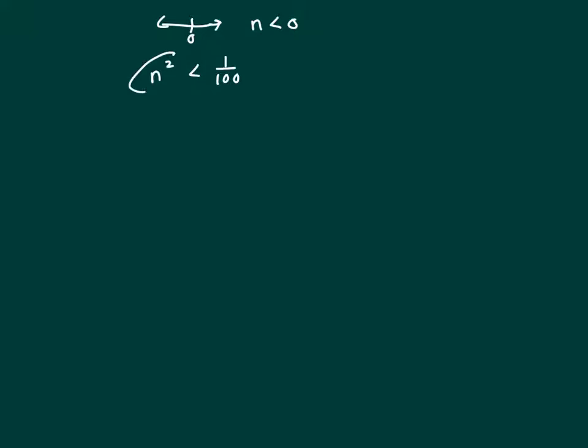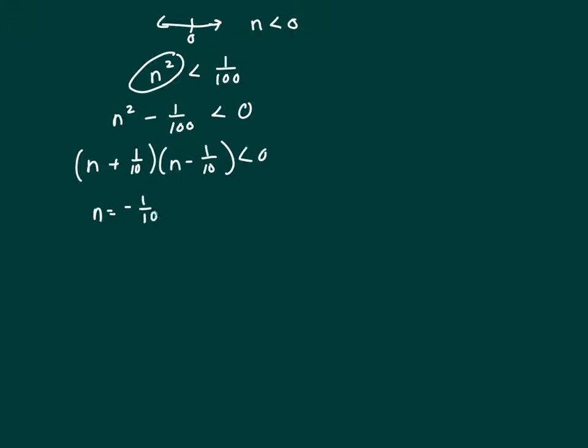Whenever you have a quadratic inequality, I like to get 0 on one side. So I'm subtracting 1 over 100 from both sides, and that's going to be less than 0. Now I'm going to factor the left side. That's n plus 1 over 10 times n minus 1 over 10 is less than 0. And that's n equals negative 1/10, or n equals 1/10.